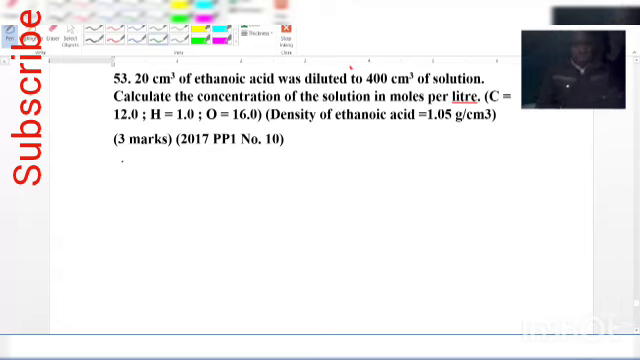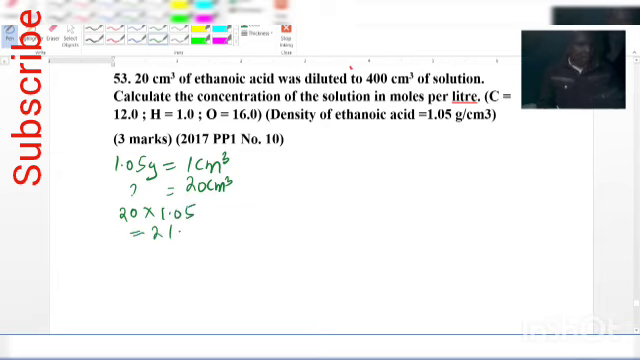So it means that 1.05 grams is equal to 1 centimeter cube. So we will find out how much mass 20 centimeters cube of ethanoic acid will contain. 20 times 1.05, so we will find that it has 21 grams. The mass used is 21 grams of 20 centimeters cube ethanoic acid.